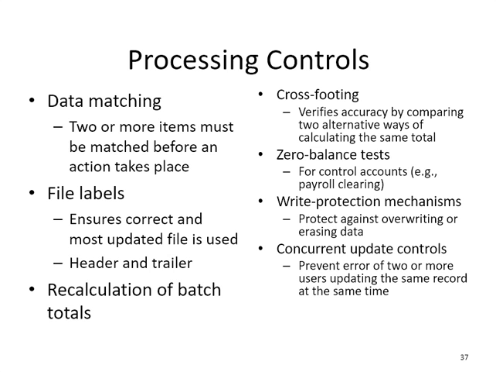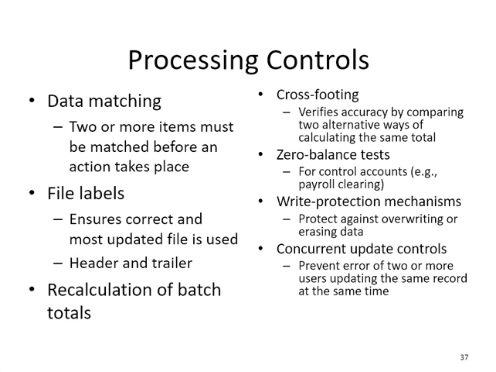And let's talk about processing controls. So these are controls that are going to ensure that data are processed correctly. First, data matching. Two or more items must be matched before an action takes place. Right, for example, the system is going to verify that the number on the vendor's invoice matches the purchase order and also the receiving report, right? The typical data matching.